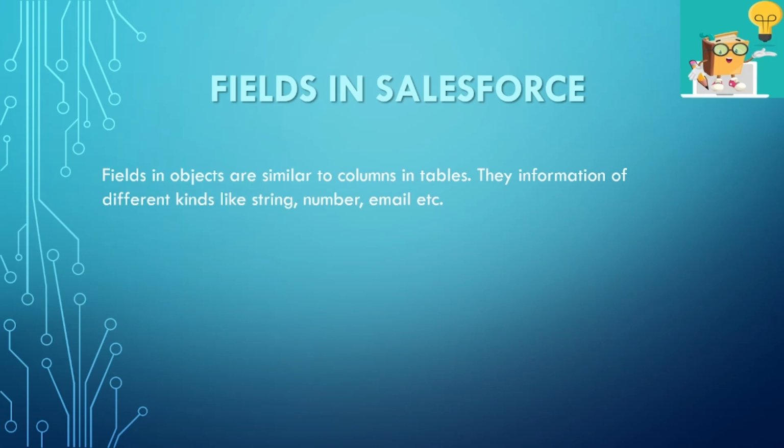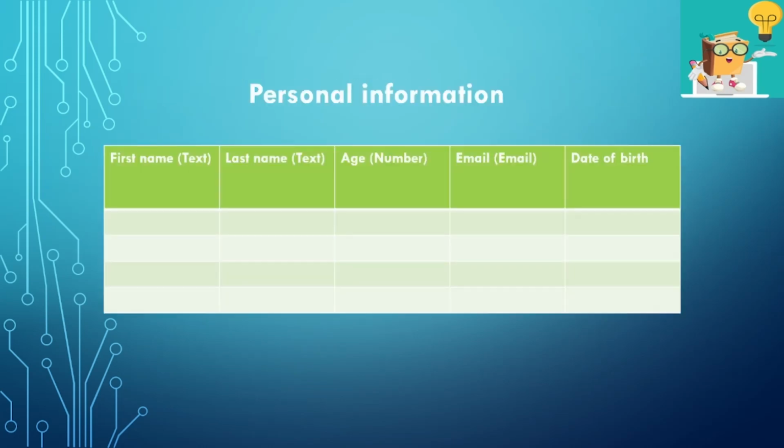Now let's talk about fields in Salesforce. Fields are similar to the columns we have in a table. In tables, we have multiple columns where you store the data. Similarly, in Salesforce, we call them fields. Let's try to understand with the table example we had. Here you can see a table called Personal Information in which you have multiple columns called first name, last name, age, email, and date of birth. Similarly, to capture the data from a user, you can create multiple fields in Salesforce, and they can be of various types.